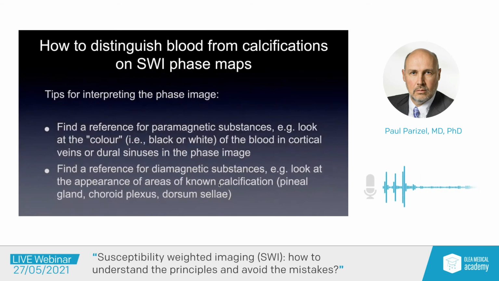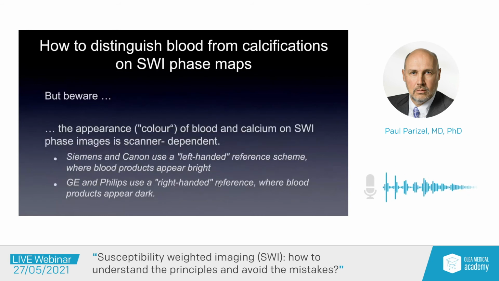I look for a reference for diamagnetic substances. For example, the appearance of areas of known calcification. I know that the pineal gland, the choroid plexus, the dorsum sellae contain calcium. And once I identify that, I know what I'm looking at.